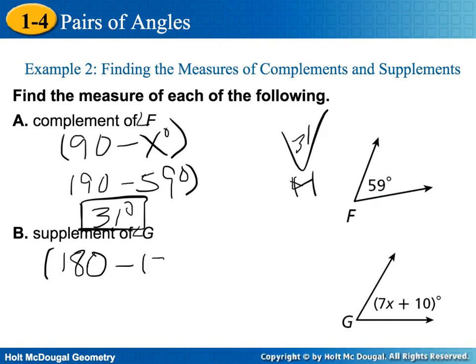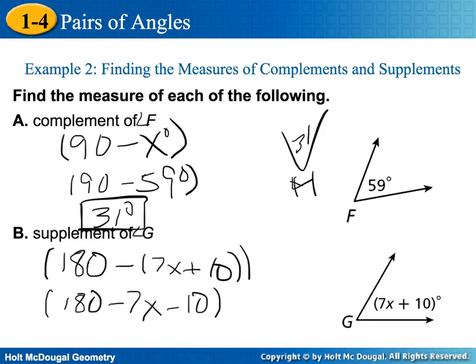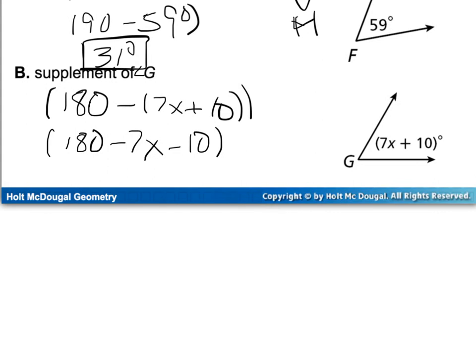I'm going to put 7x plus 10 in parentheses. That way I remember to distribute my negative. So I'm going to subtract everything. I need to subtract 7x, and I need to subtract 10. Let me combine all my terms.